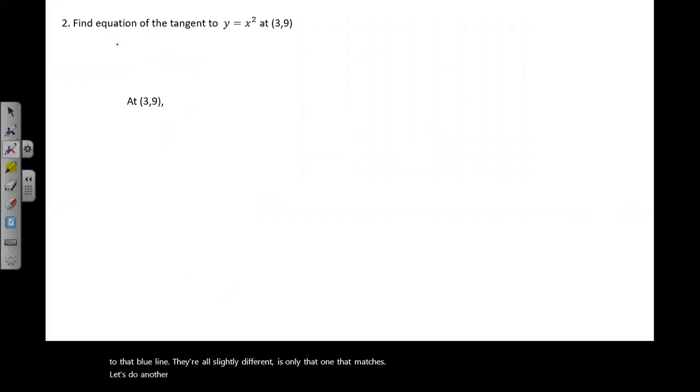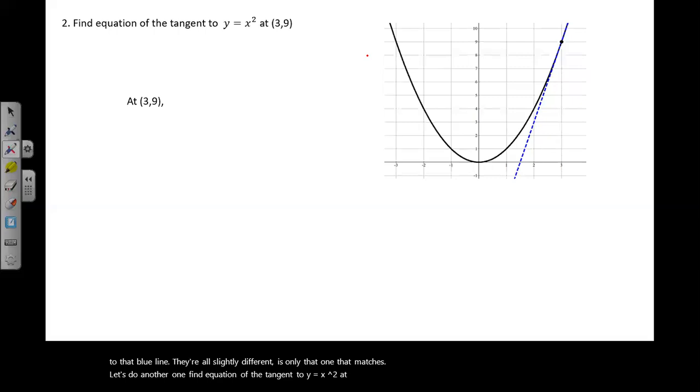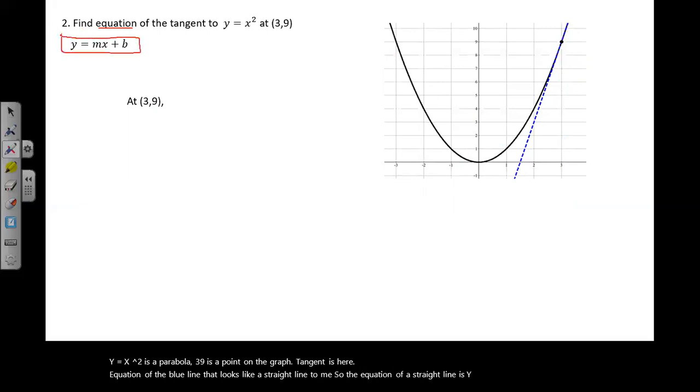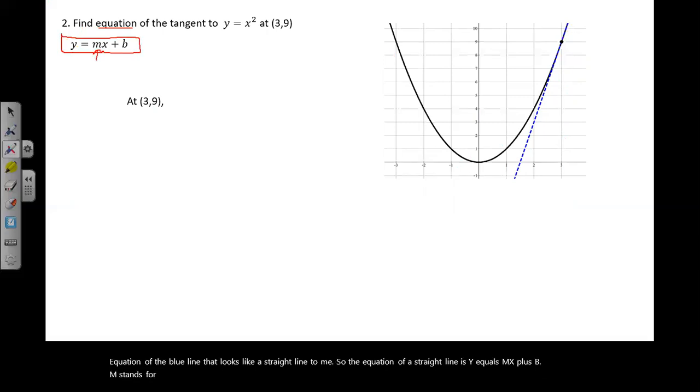Find the equation of the tangent to y equals x squared at (3, 9). And again, I'm going to draw a picture. y equals x squared is a parabola. (3, 9) is a point on the graph. The tangent is here. So the equation of the blue line, that looks like a straight line to me. So the equation of a straight line is y equals mx plus b. m stands for slope. We find the slope by finding the derivative.